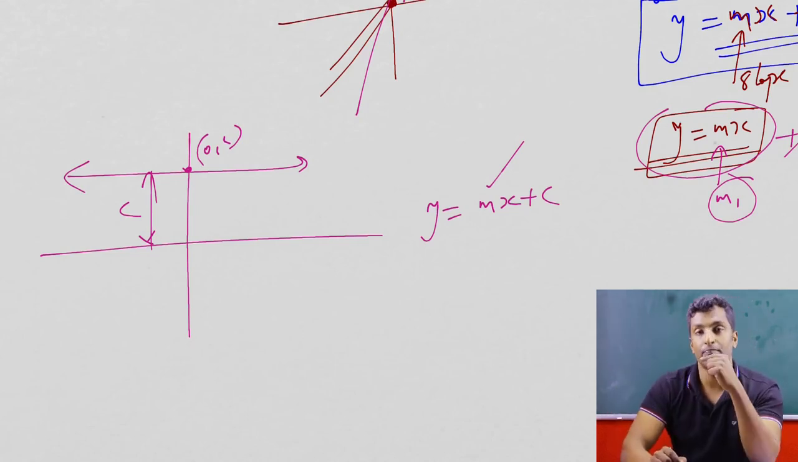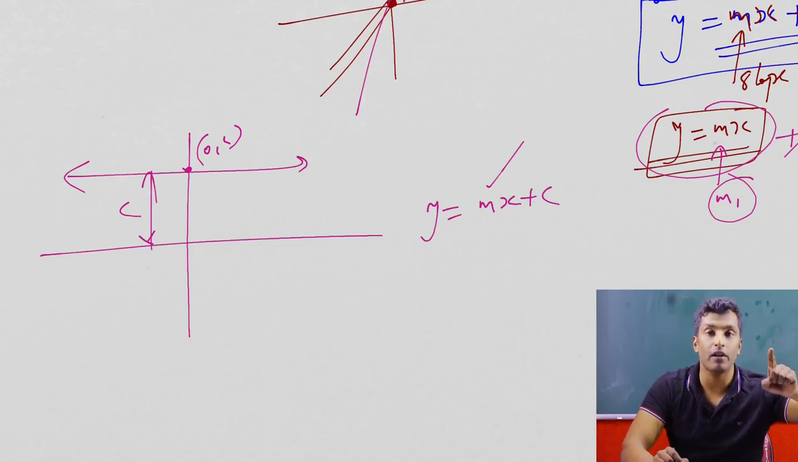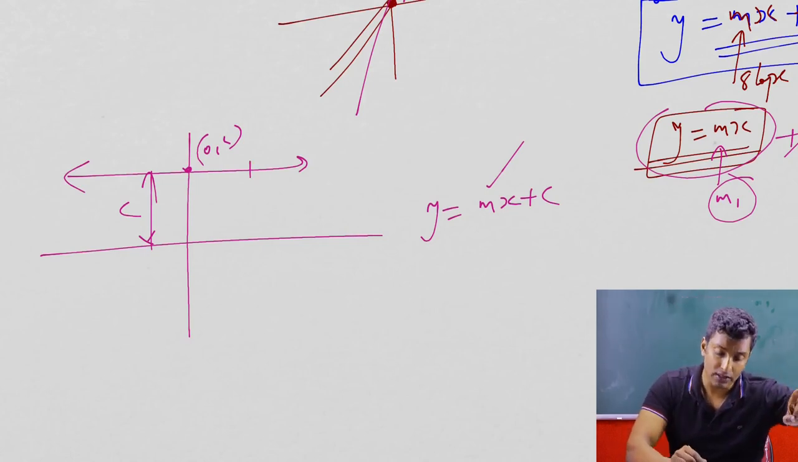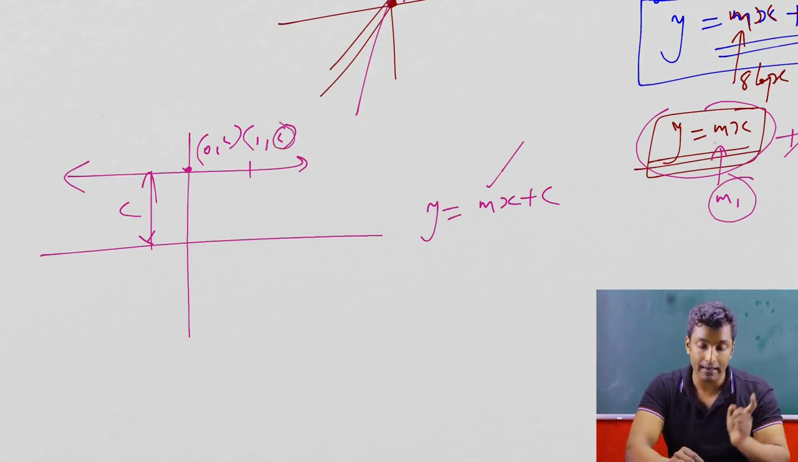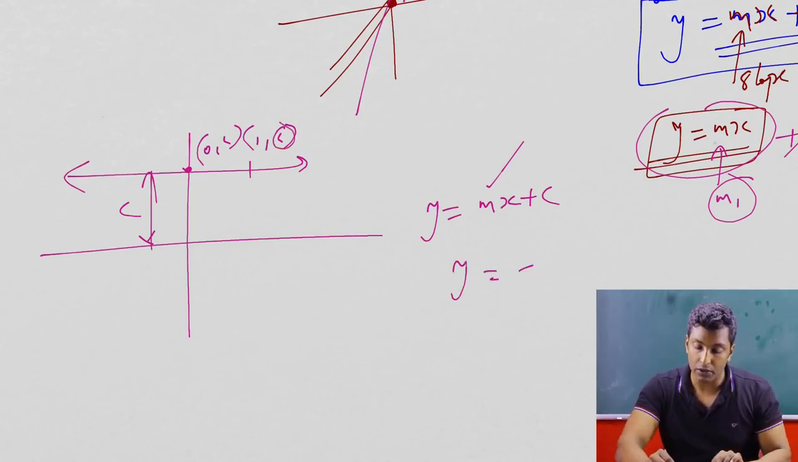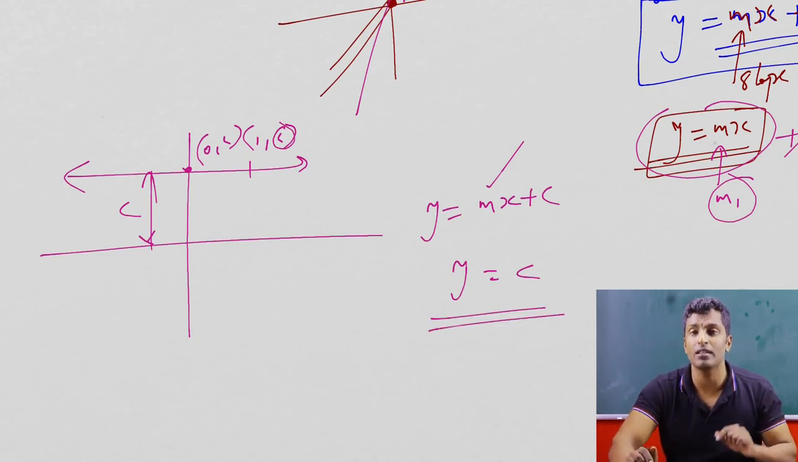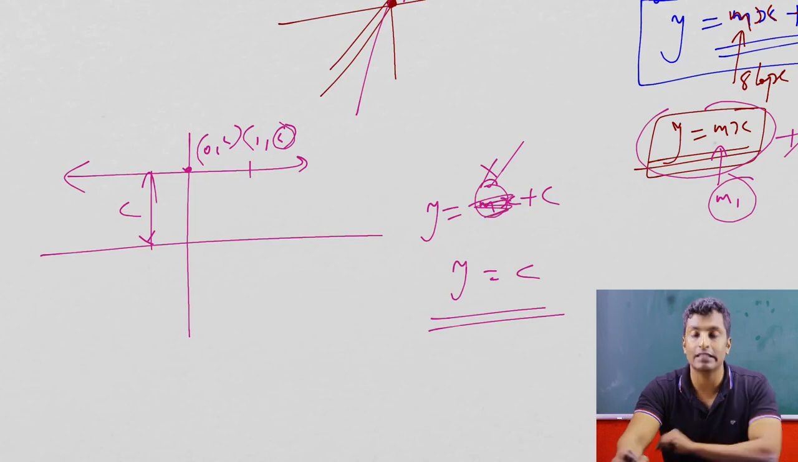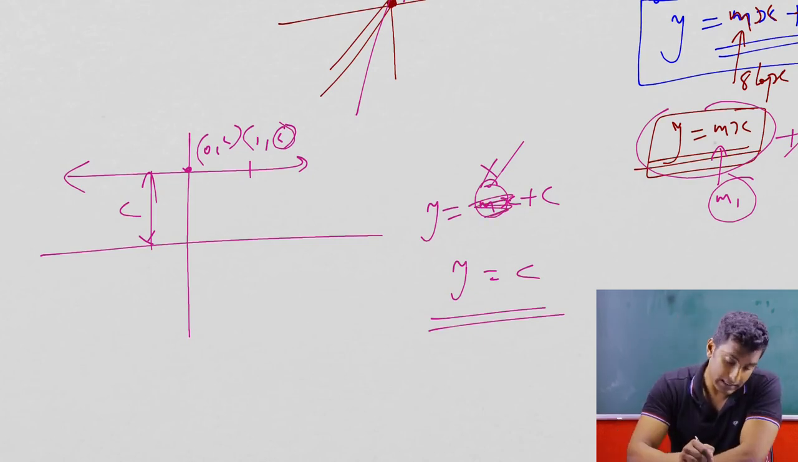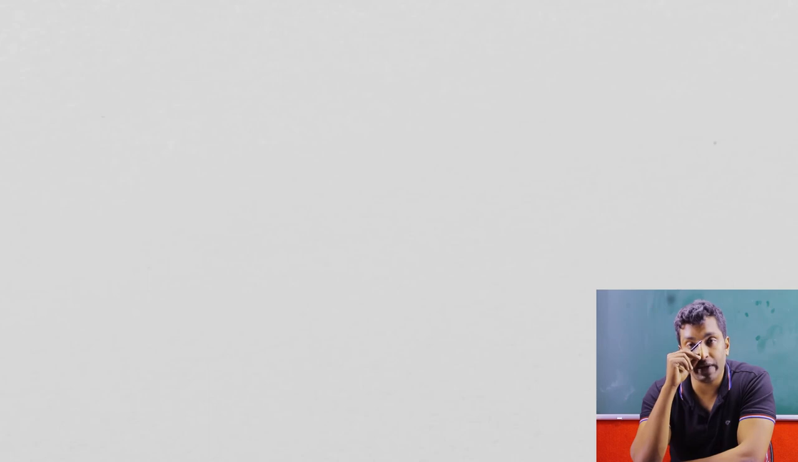I just tell you the equation of a straight line which is parallel to x-axis at a distance of c, or the equation of a straight line which is parallel to x-axis and one point will be given. That point can be 0, c or 1, c or whatever it is. You just need to know that y-intercept is c. Your answer is going to be y equal to c. I told you this already. Why? Because m is going to be 0. Once m is 0, this x part is missing.